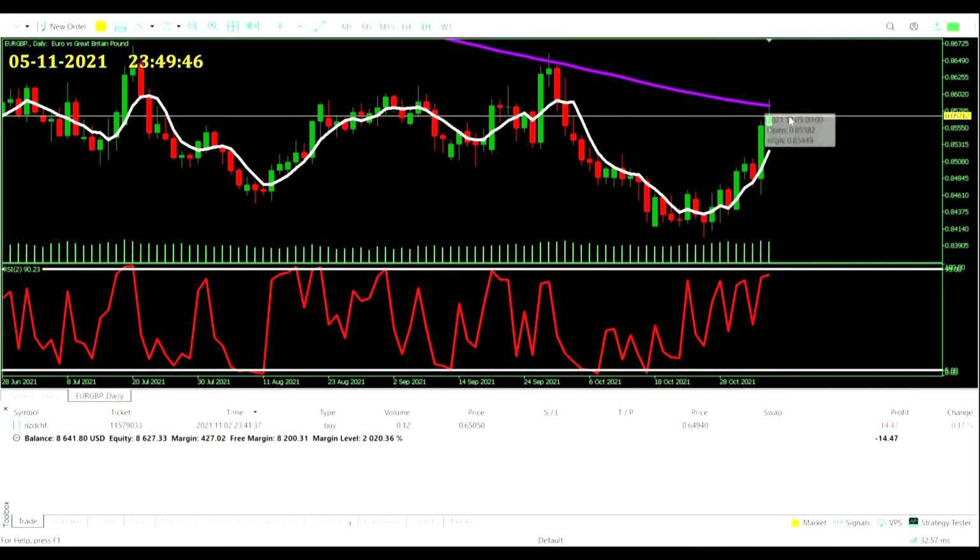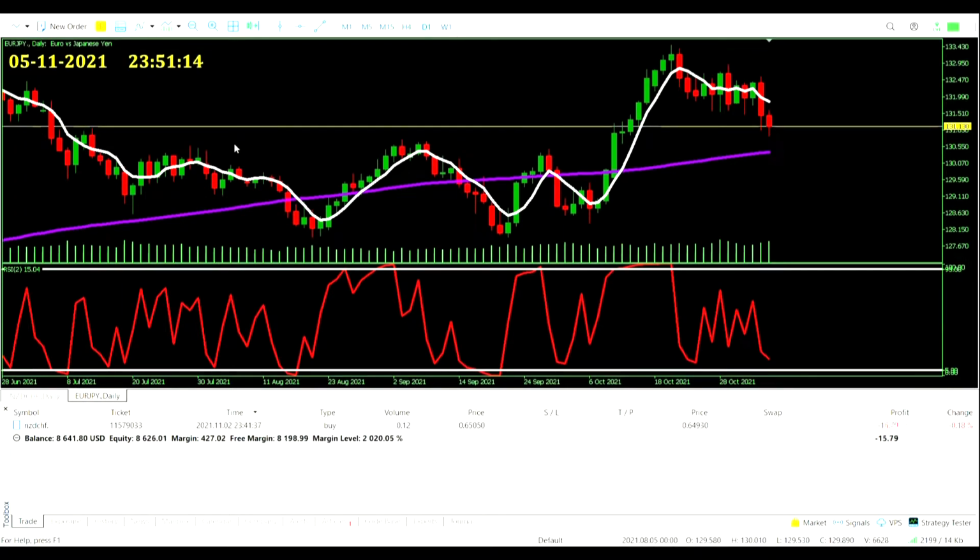Euro Great British Pound still hasn't given us the go-ahead yet. The day did go green. It's getting close to that 200-period average now. RSI right up there in the 90s, but not above 95, and that's what we need for the signal. So we'll keep watching it, but we'll stay clear for now.